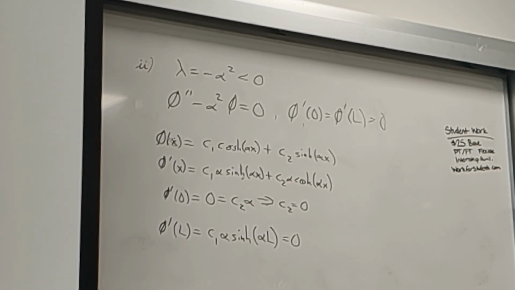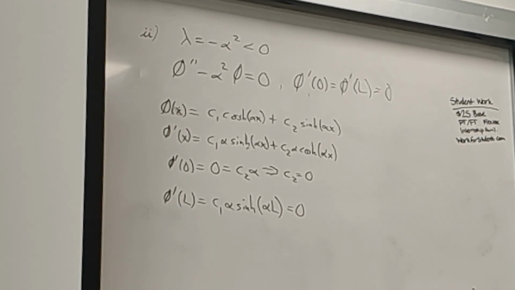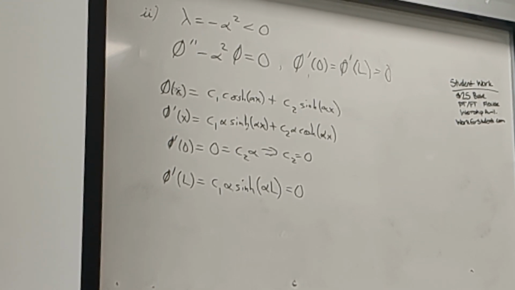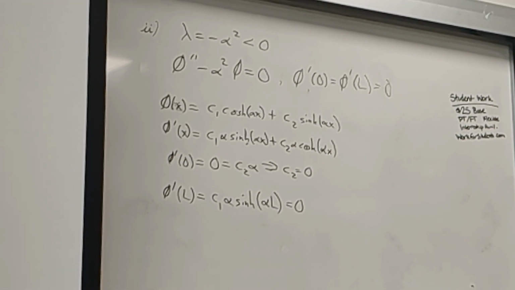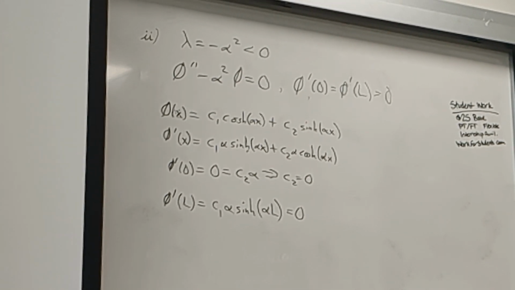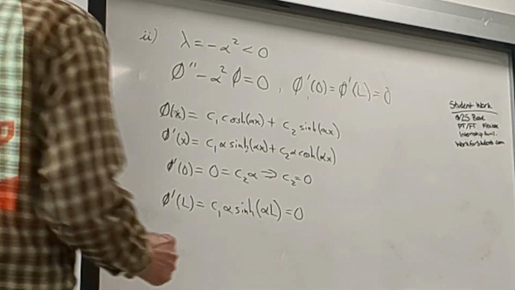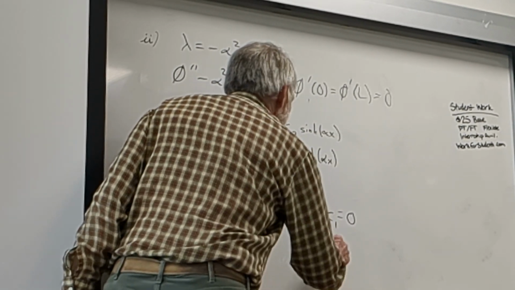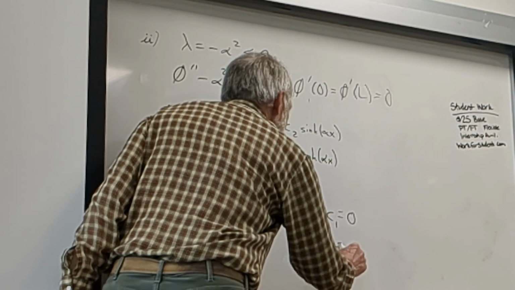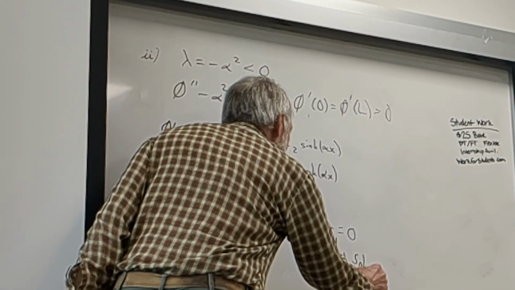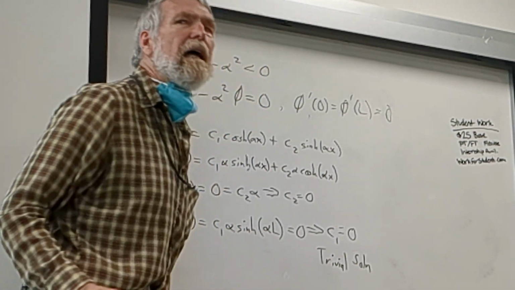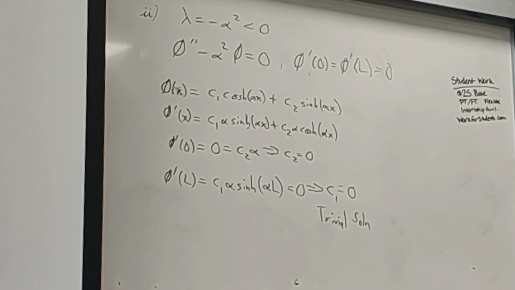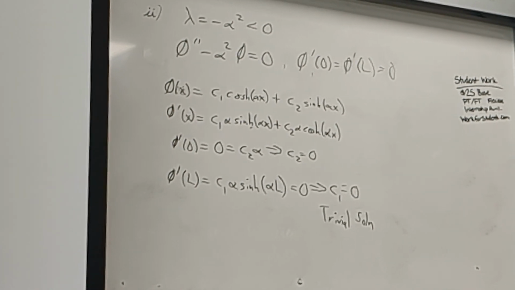Now, what does that imply? It tells you that necessarily C1 equals 0 because the sinh is non-zero, positive. The alpha is positive, non-zero. And so necessarily C1 equals 0. So this implies C1 equals 0, trivial solution. So we're not generating any eigenvalues or eigenvectors from that part. Are you okay with that part?